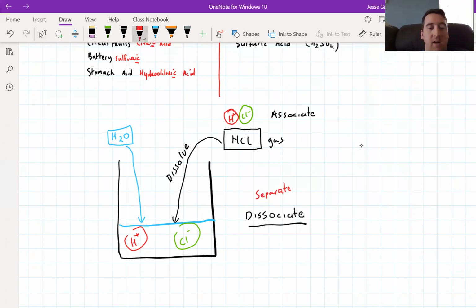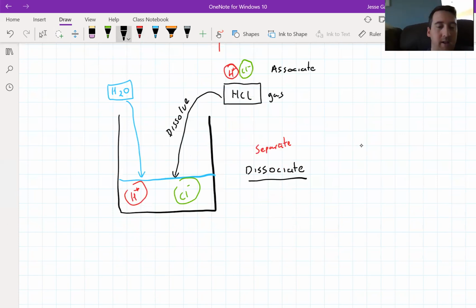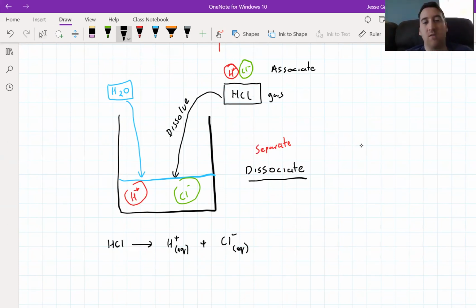Now, when the ions dissociate, we can write an equation for this. So obviously we started with hydrogen chloride, HCl. And when they dissociated, they split up to give us H+ (aq), which means aqueous, which means they're dissolved now, plus a Cl- (aq), which is also dissolved. So this here is an equation to describe what's happening. HCl is splitting to give us H+ and Cl-. This is dissociation happening.